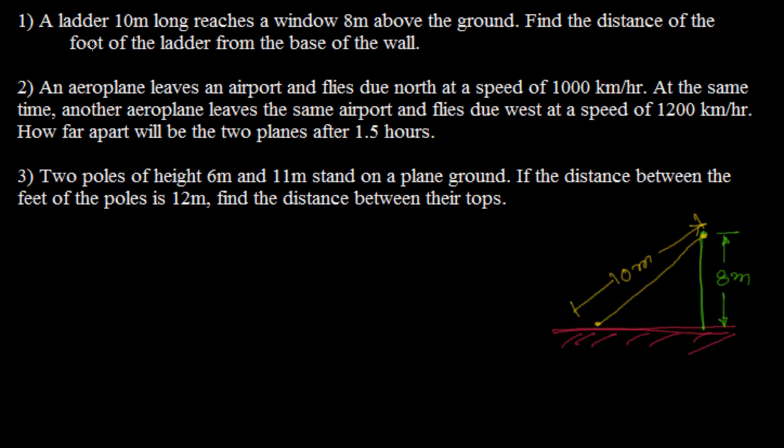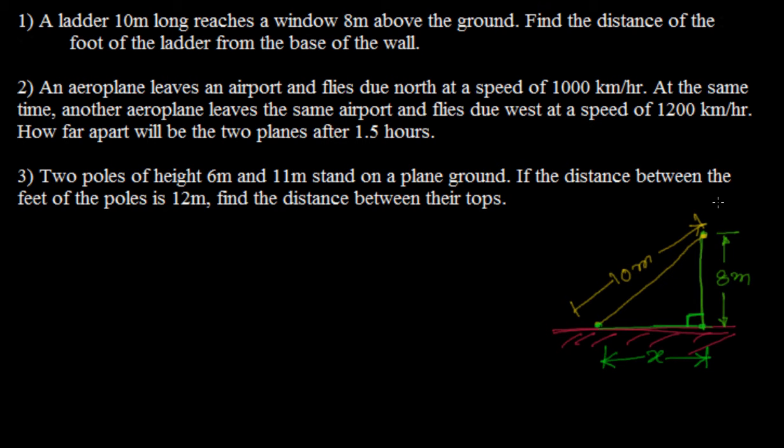Find the distance of the foot of the ladder from the base of the wall. Foot of the ladder is this one. Base of the wall is here. So we have to find out the distance x. You can see now the ground and the wall make a 90 degrees angle, right? You are aware of that. So we just have a right angle triangle.